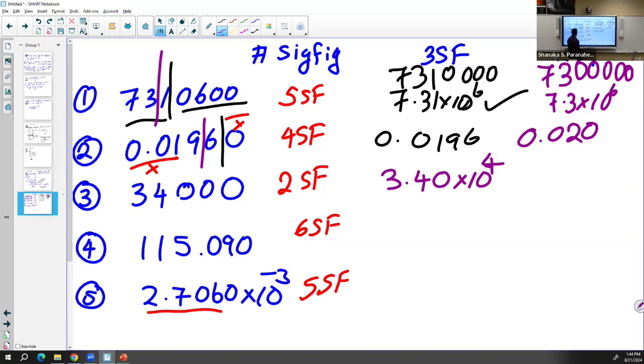It's 3.40. Again, when it is two significant digits, you can keep it like this, or you can write it in scientific notation. So this already has two significant digits. Or you can write it like 3.4 times 10 to the power 4. This one and this one are the same. Both have two significant digits.